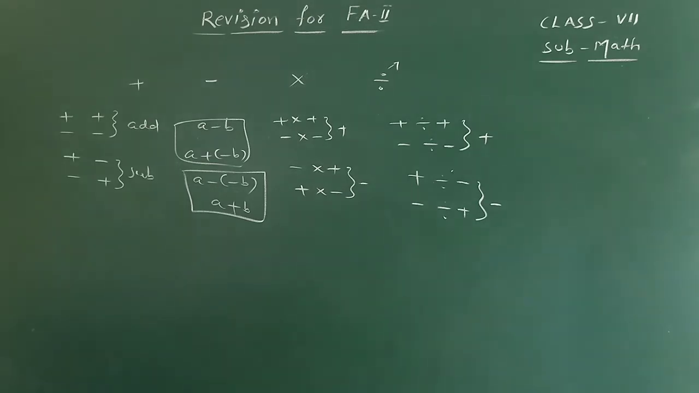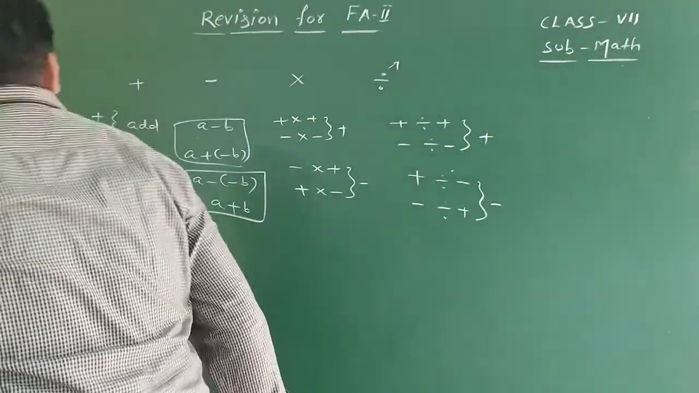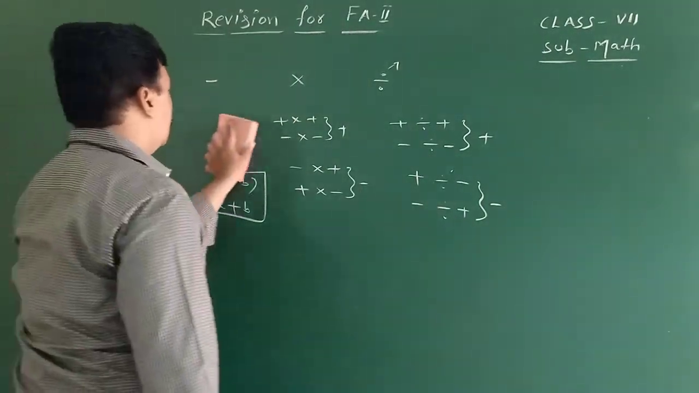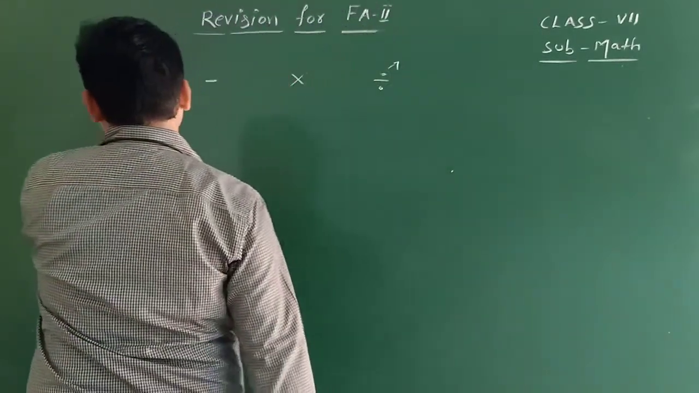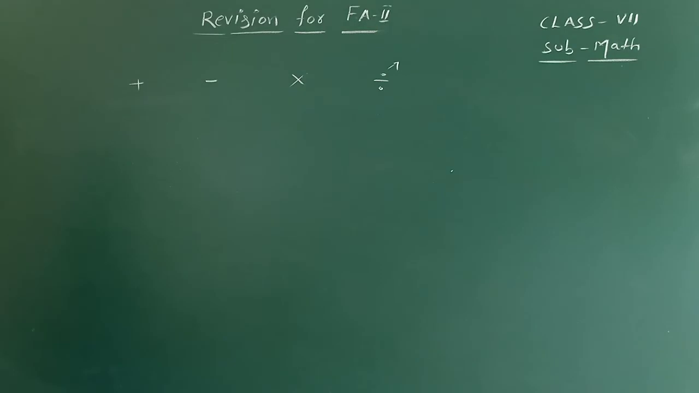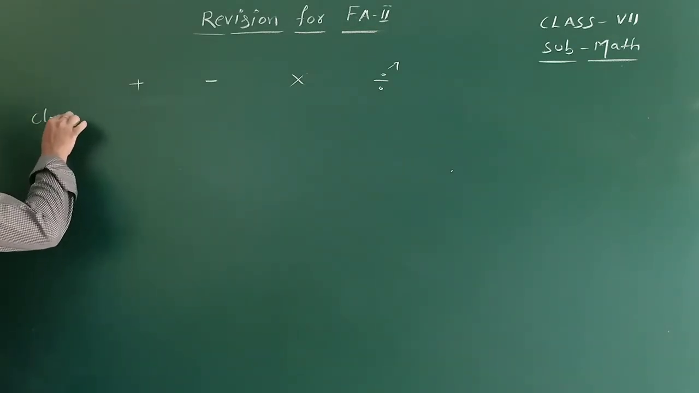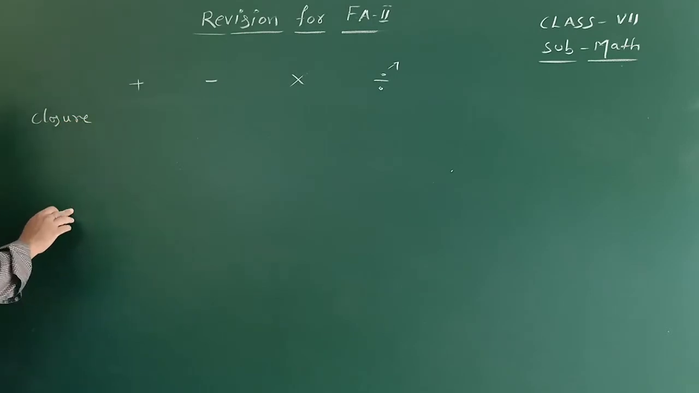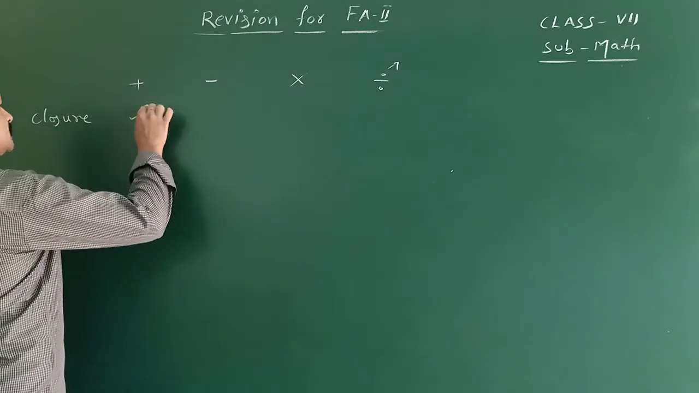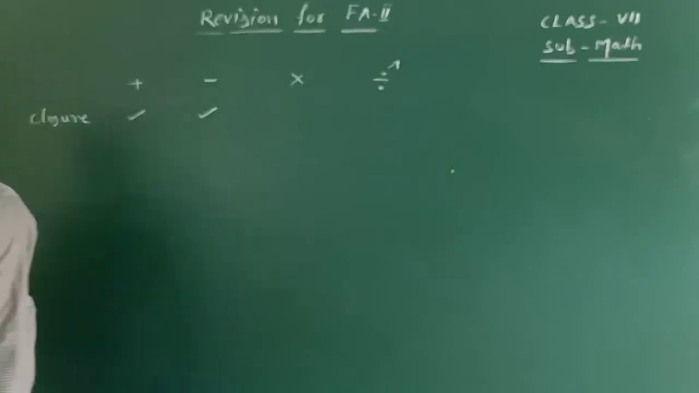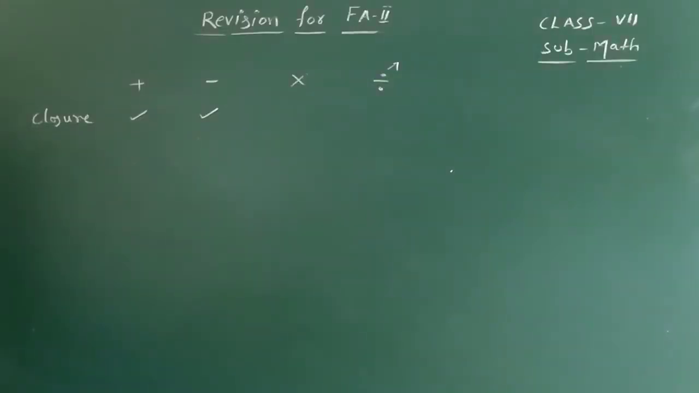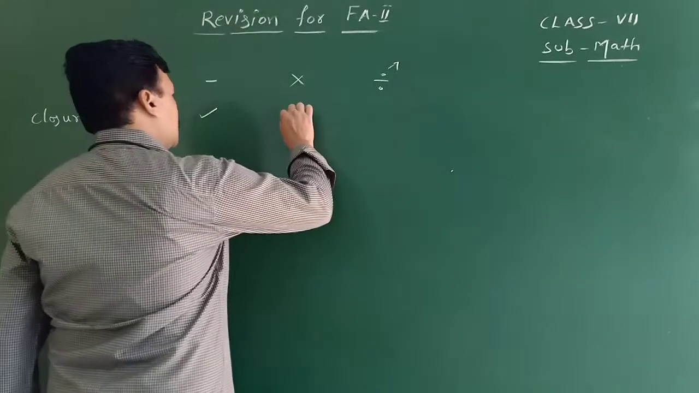Next, the properties which are involved for the integers with respect to addition, with respect to subtraction, with respect to multiplication, with respect to division. Here, closure: the sum of any two integers is always an integer. That's why closure is satisfied with respect to addition. The difference of two integers is always an integer. The product of integers is always an integer.